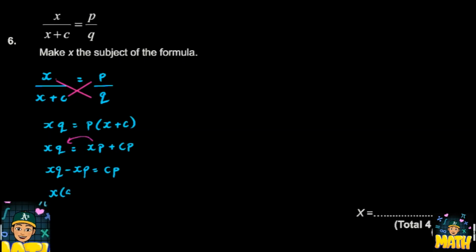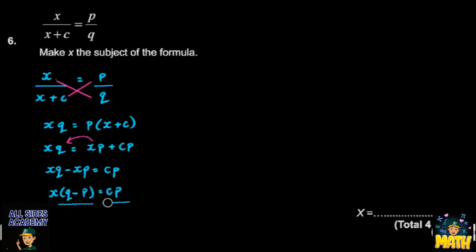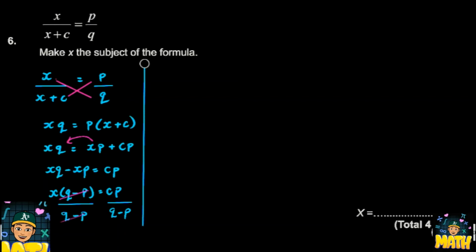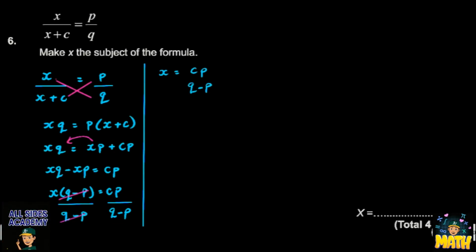The next thing is to factor out the x. So I remain with x into q minus p equals to cp. Then I divide by that bracket so that I just remain with x on one side. So q minus p over q minus p. The two cancel out and I remain with x. My x will be equal to cp over q minus p. And I have made x the subject of the formula in this case.